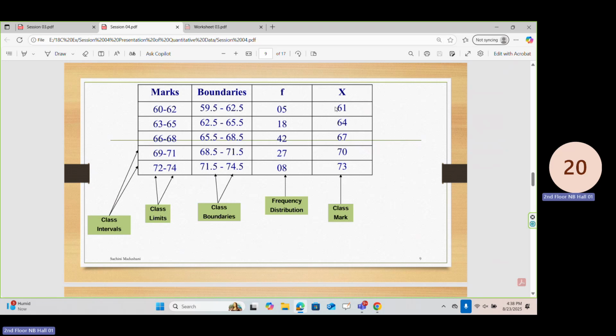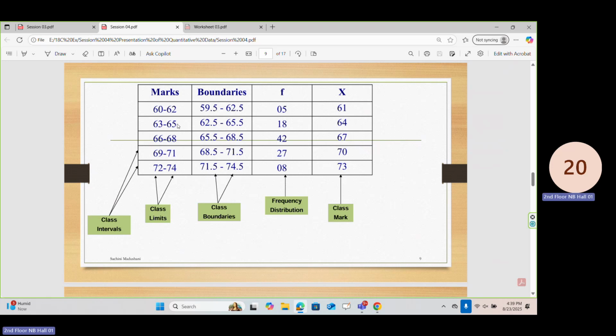Then how many individual values are there? 60 to 62: 60, 61, 62. How many observations? 3 variable values are there. Then it means the size of the first class interval is equal to 3. If you use the class boundaries, you can take the difference between the upper and the lower. Then class boundaries 62.5 minus 59.5. What is the answer? 3.